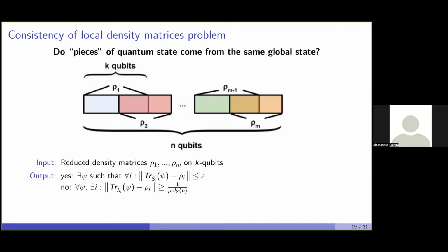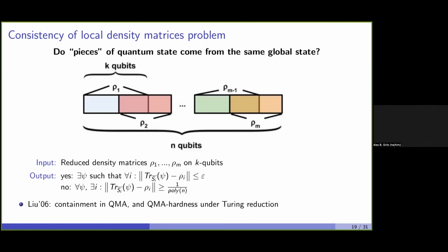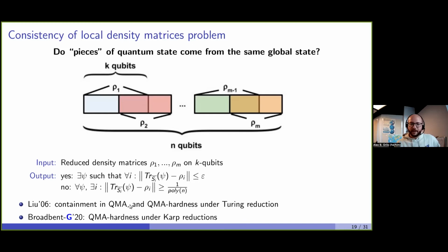Okay, so Liu showed in 2006 that this problem is in QMA, and he showed that this is QMA hard under Turing reductions. But for zero-knowledge, Turing reductions are not good enough. To show that you have zero-knowledge protocols for all problems in QMA, you need CARP reductions. And that's exactly what we showed in this paper from 3 years ago: this problem is actually QMA hard under CARP reductions.